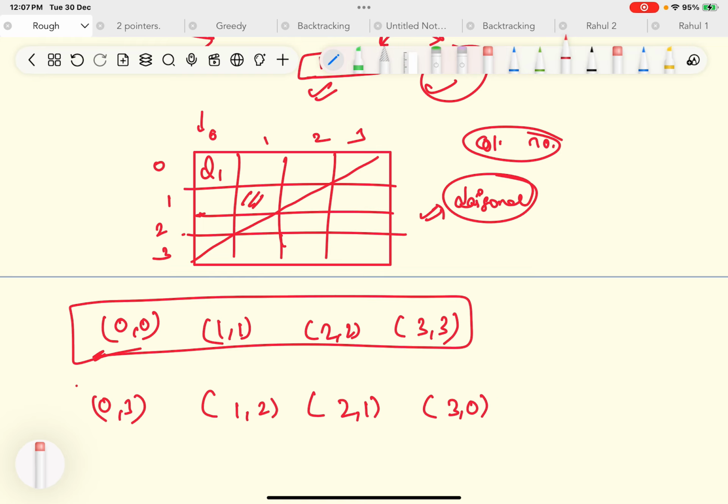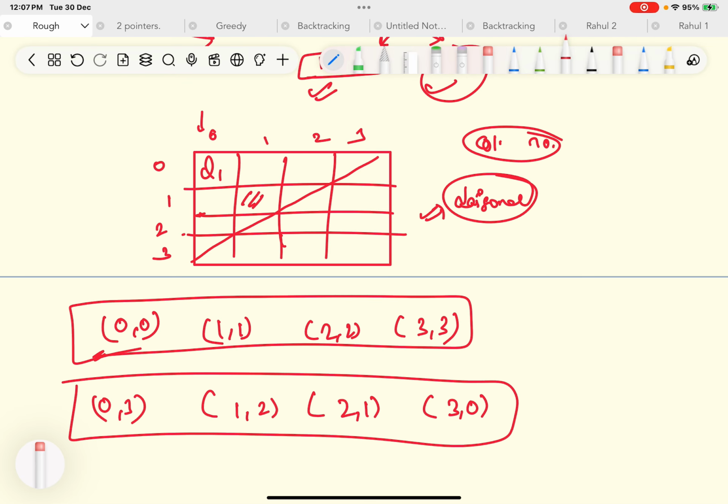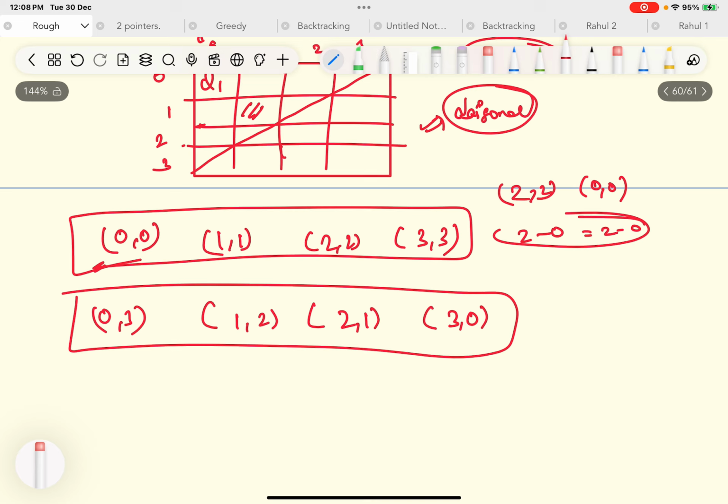So what pattern are we finding? The pattern which I am thinking of is, see, for 2 comma 2 and 0 comma 0, 2 minus 0 is equal to 2 minus 0. Are you getting it? What I am saying is that the difference between the row numbers and the difference between the column numbers are the same. Similarly, let's take 0 comma 3 and 3 comma 0.